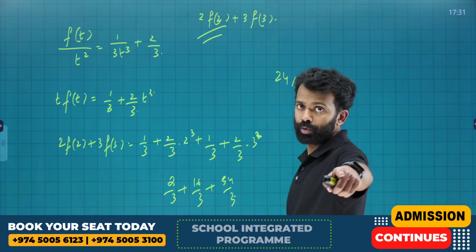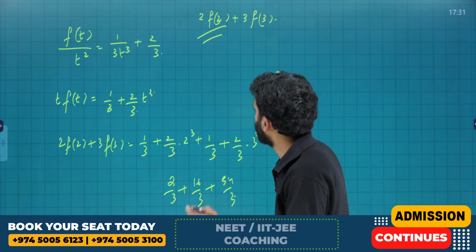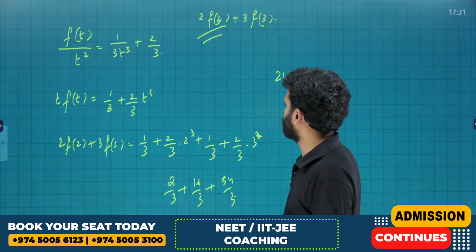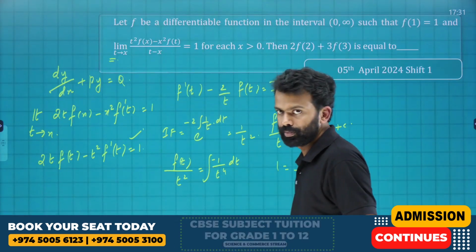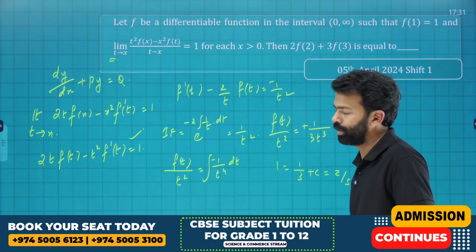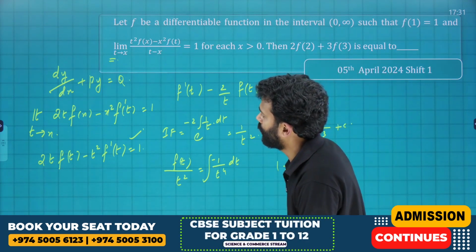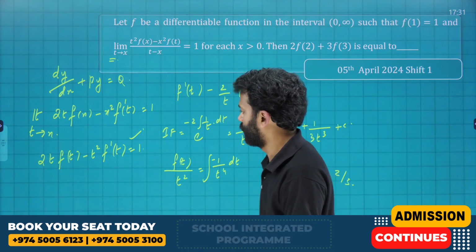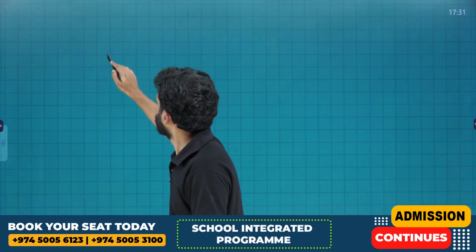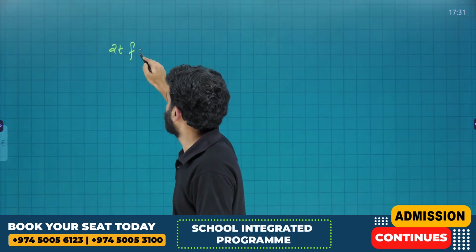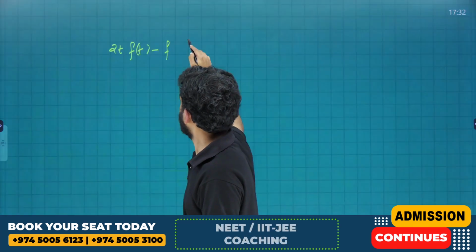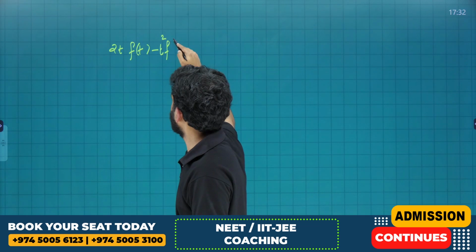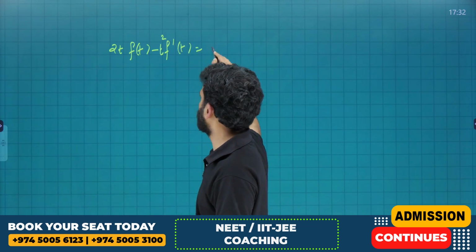I've told you there is one more method of doing this. I will show it how. From here we can do another method for doing this question. I will formulate 2t f of t minus t square f dash of t is equal to 1, right? That is 2t f of t minus t square f dash of t is equal to 1.